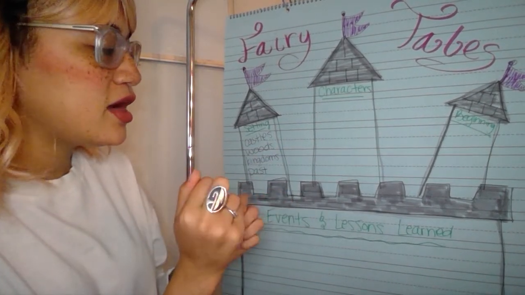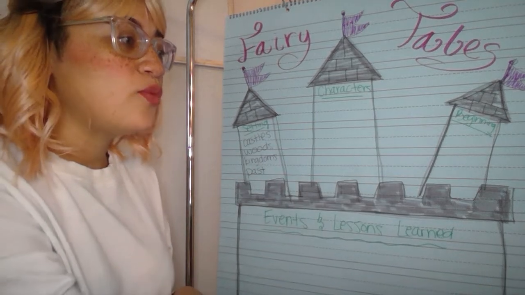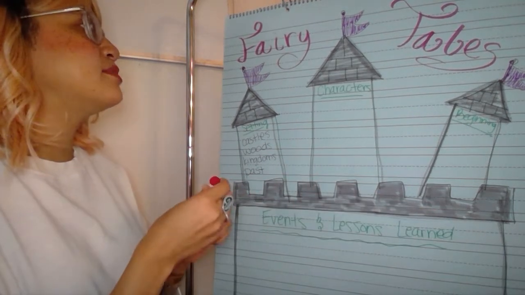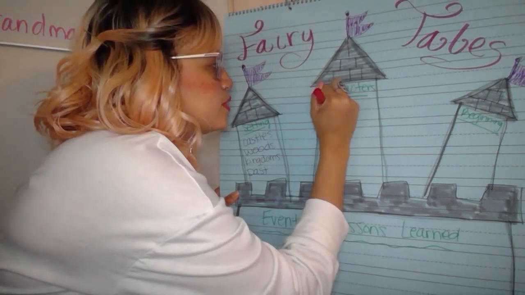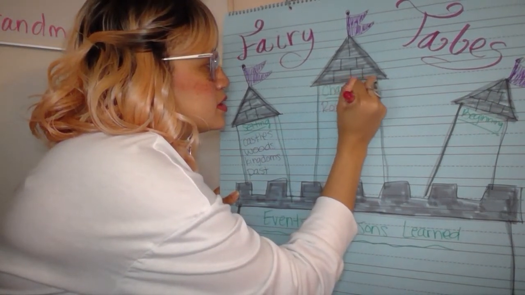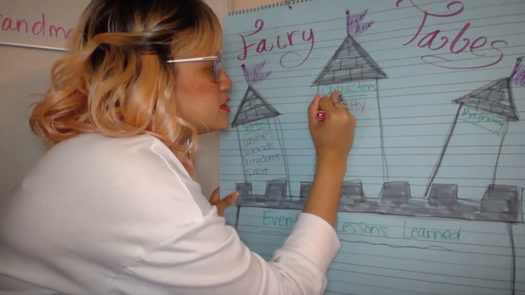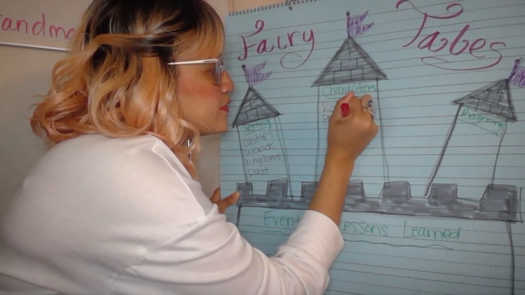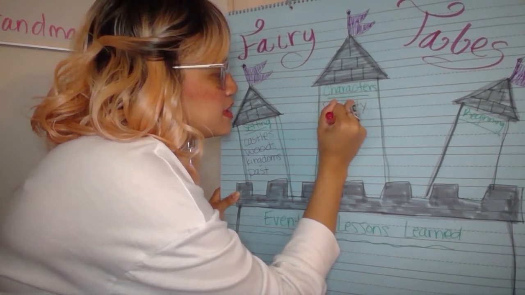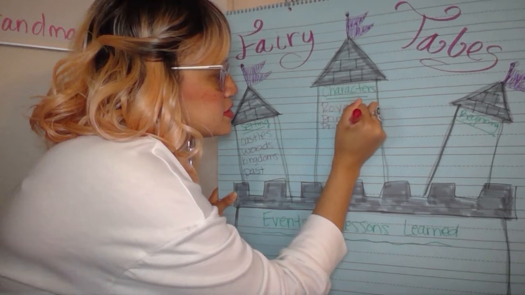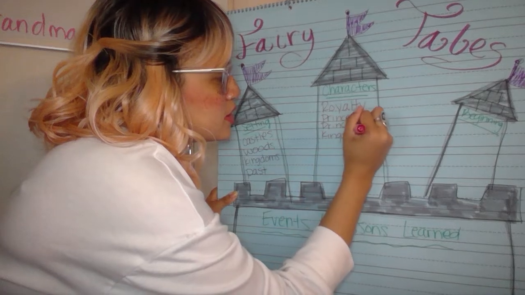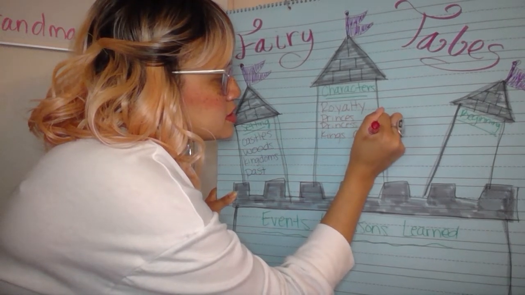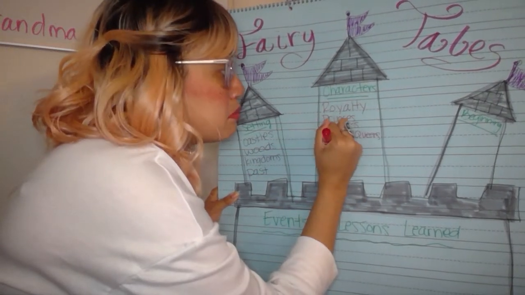For our characters, we oftentimes see royalty. We see princes and princesses, kings, queens.